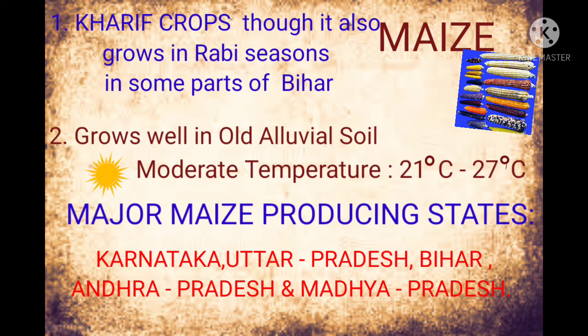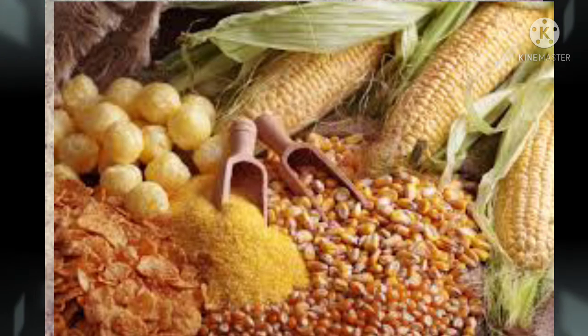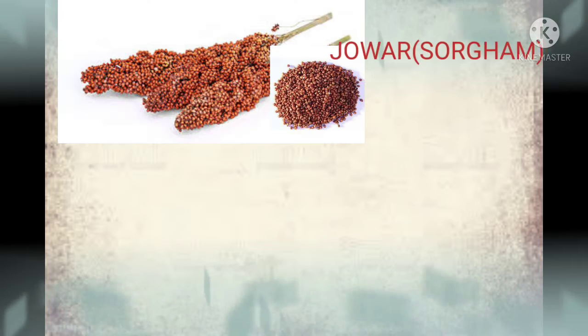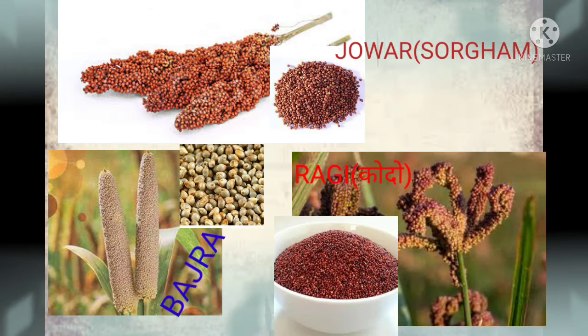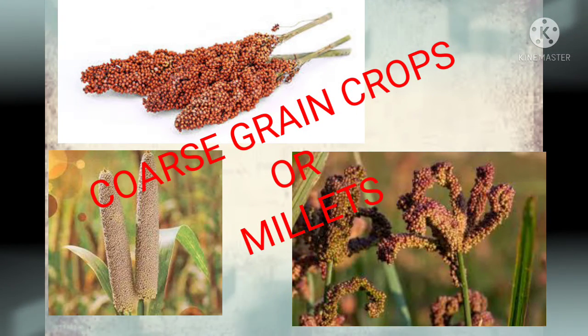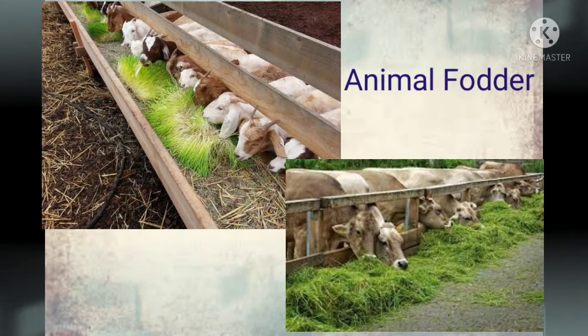When we talk about food grains, we immediately think of rice and wheat only, isn't it? However, several other food grains are also there, like jowar, bajra, ragi, which are also grown and consumed in India. These food grains all together are known as coarse grains or millets, and are also used as animal fodder.